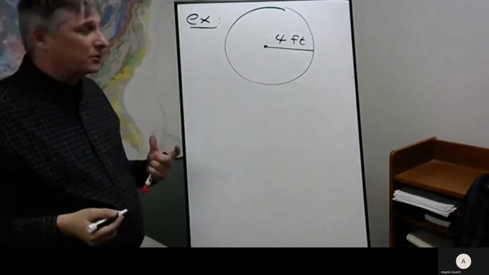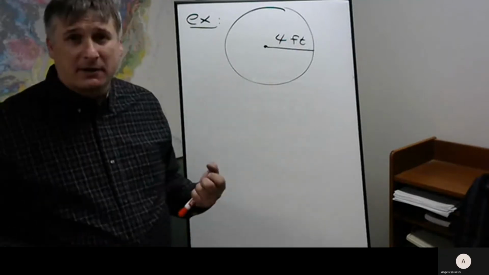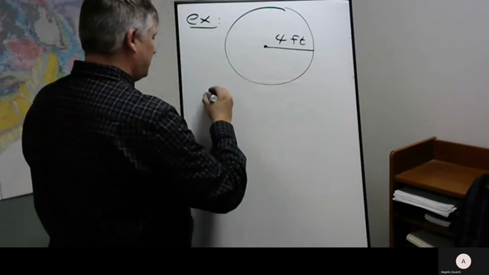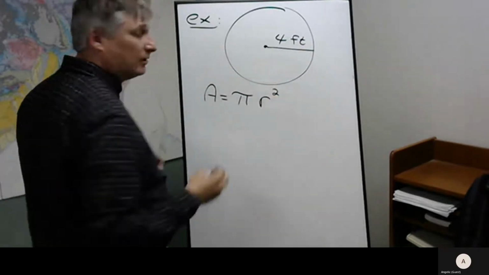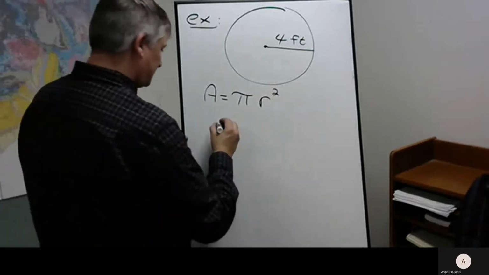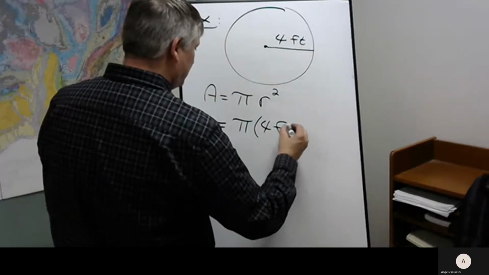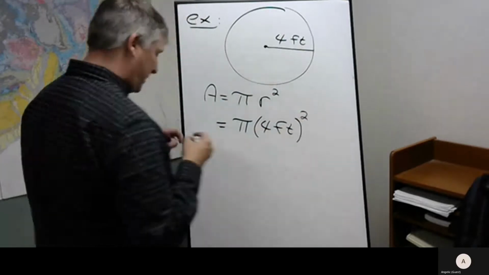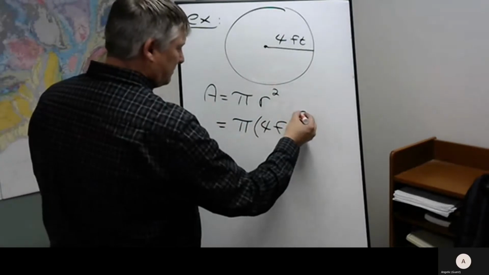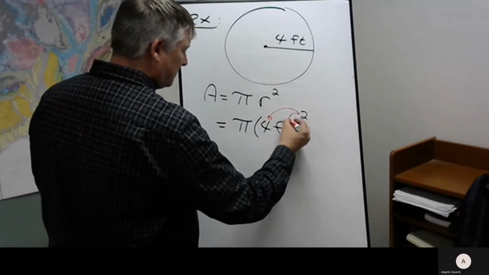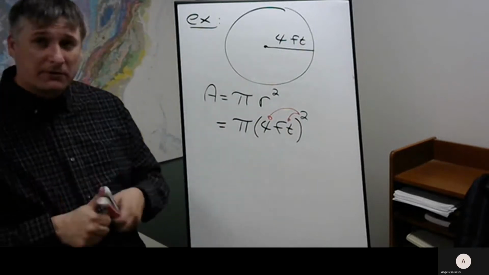So let's say we have a circle with a radius of 4 feet, and we want to find the area. So the area is pi r squared, or pi times 4 feet squared. And again, you can think of this with this 2 distributed as an exponent to the 4 and to the feet.